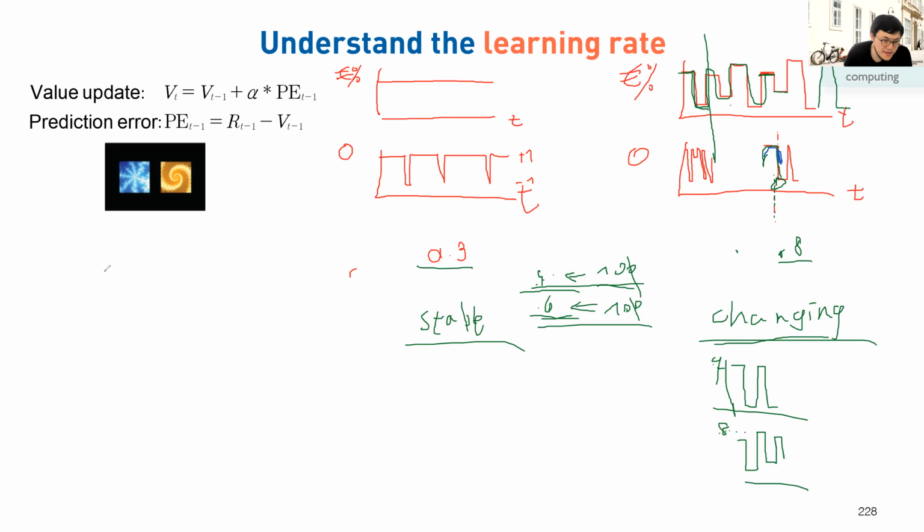So the optimal learning rate depends on, one, the environment, meaning stable versus changing. Two, the actual reward probability, so 0.9 versus 0.6, for example. And then the last one is the number of trials. How many trials do you have? 100 versus 10, for example. There are some others, I guess, but these three are the most influential ones to help you determine the optimal learning rate.